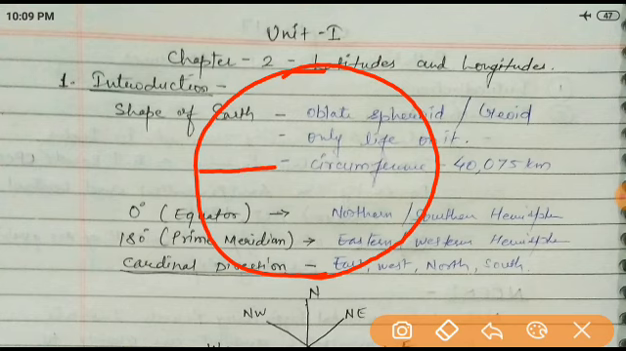And you know very well that the earth is divided by two important lines. First is the center line, which is called the equator. This is 0 degree and it is named the equator.